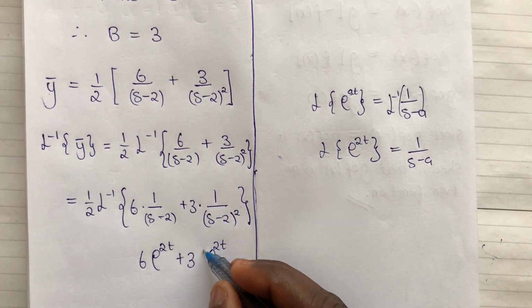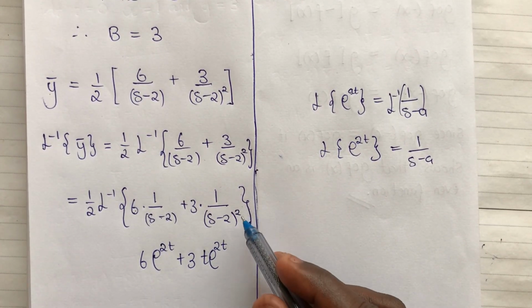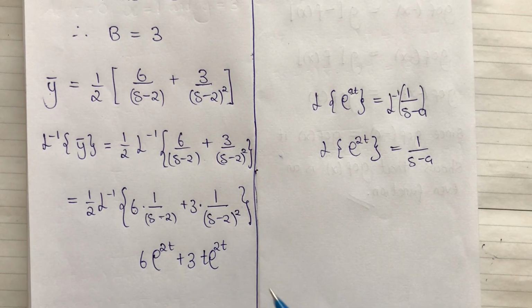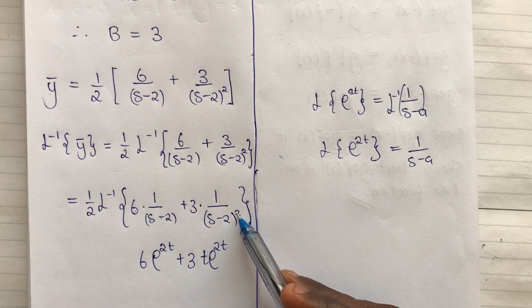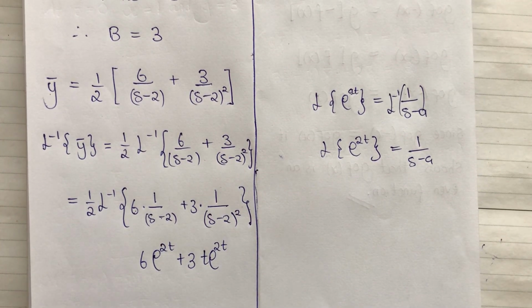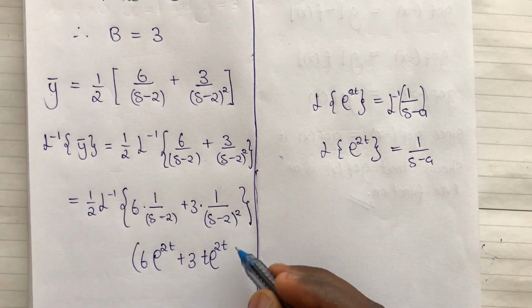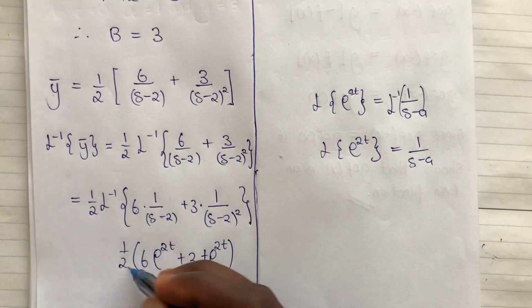Now, there is a square here. Because of this square, put t here. This is coming from the rule of Laplace transform for multiplying a function f of t by t, and it involves a lot of explanation. So because of this square, put t here. If you don't put t here, you are wrong. So now everything we have is multiplying 1 over 2.